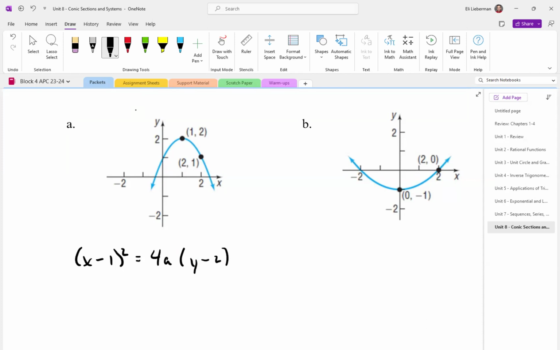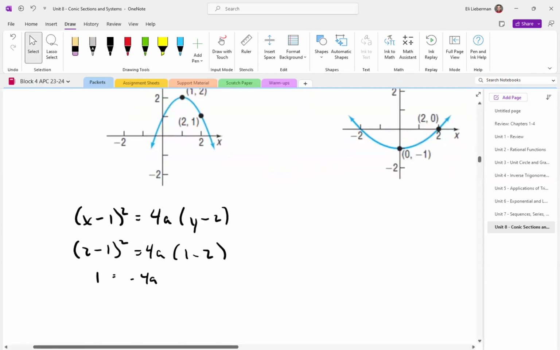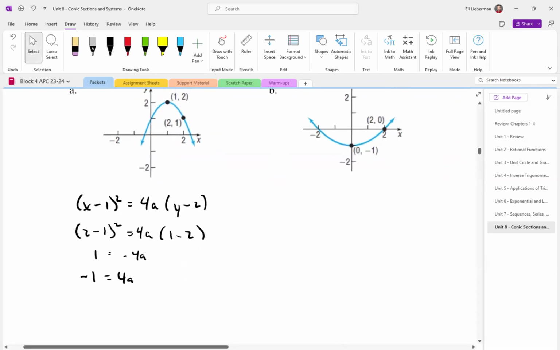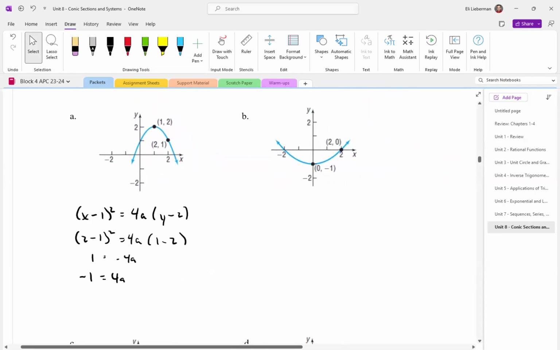Keep on going. Then you plug in the point (2, 1) for x and y, so that's (2 minus 1) squared equals 4a times (1 minus 2). Then you have 1 equals negative 4a, and then negative 1 equals 4a. So then it's (x minus 1) squared equals negative (y minus 2). Nice. So you didn't want to solve for a?